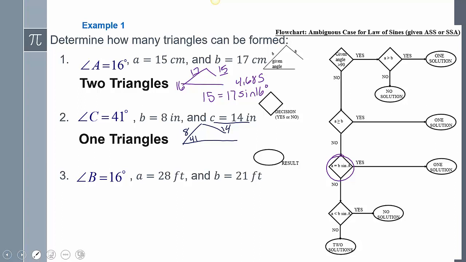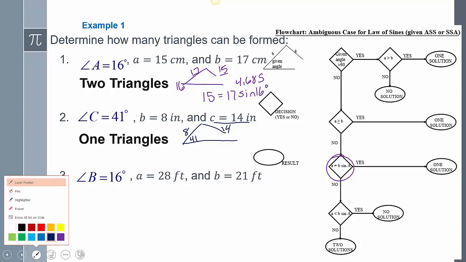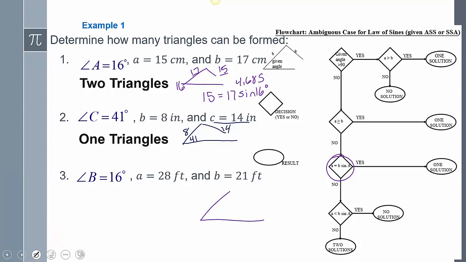Okay, let's go over it. So the first thing, drawing out the little ambiguous triangle. My given is 16, opposite is 21, adjacent is 28. Remember I mentioned this already. This B and A don't necessarily correspond to this. This is your given angle, side opposite, side adjacent. So in this instance, is my given angle greater than 90 degrees? No. Is my side opposite greater than side adjacent? No.